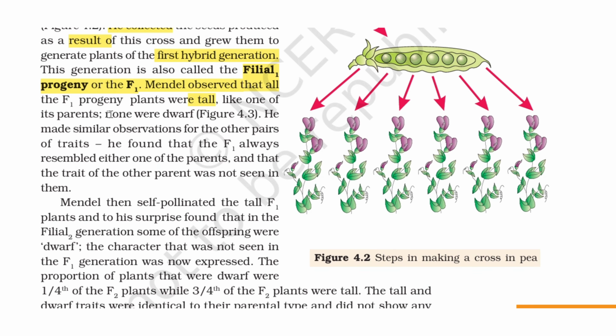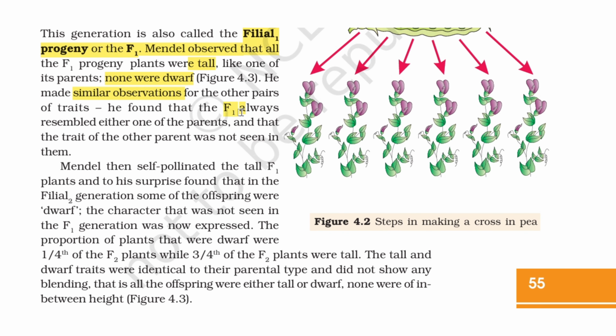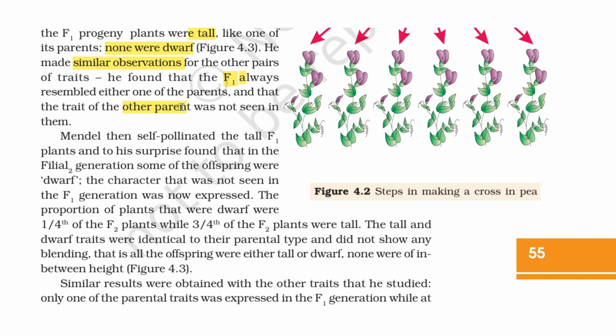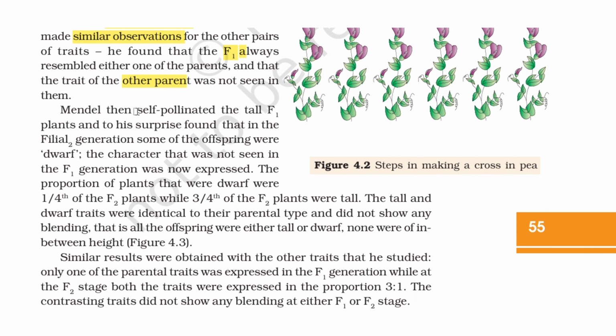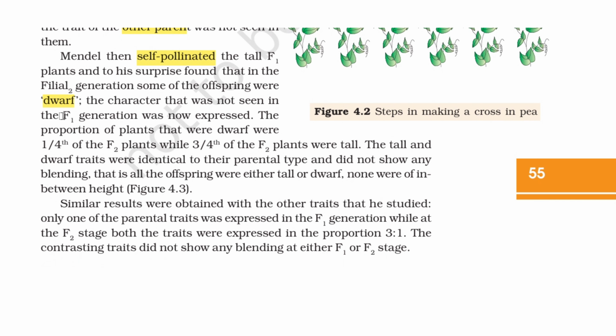He made similar observations for the other pairs of traits. He found that the F1 always resembled either one of the parents, and that the trait of the other parent was not seen in them. Mendel then self-pollinated the tall F1 plants and to his surprise found that in the filial 2 generation some of the offspring were dwarf, the character that was not seen in the F1 generation was now expressed.